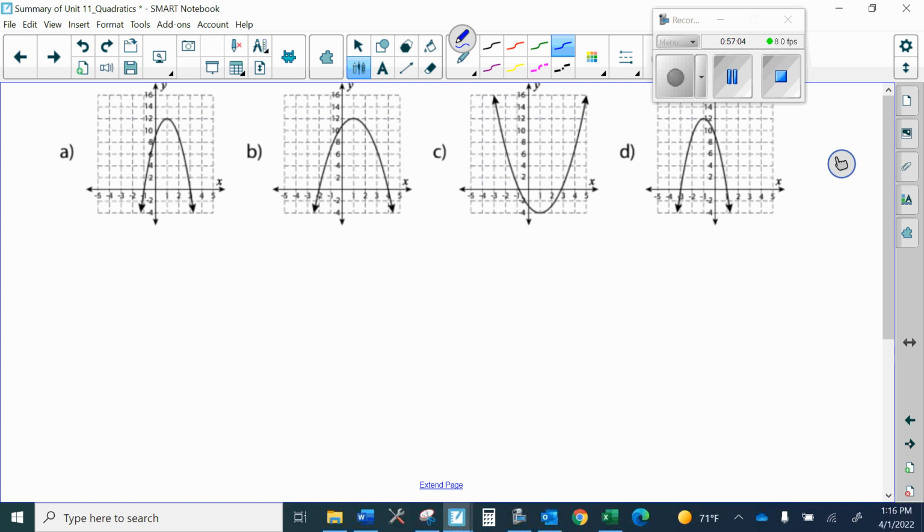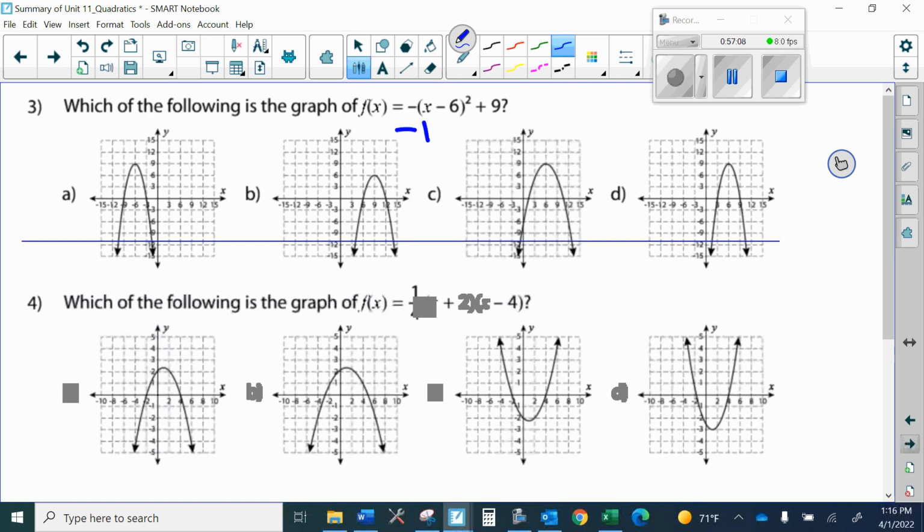Okay, here's another vertex form. Opens down. We have our vertex at opposite and same, 6, 9. Okay, so which one has a vertex? Oh, they all open down, so that negative 1 didn't help me. They all open down. Okay, vertex is 6, 9. That's 6, 9. That's 6, 9. That's 9, 6. And that's negative 6, 9. So now we're down to these two.